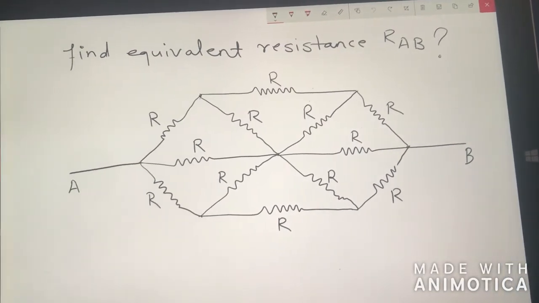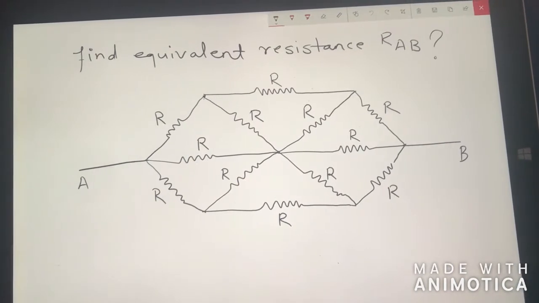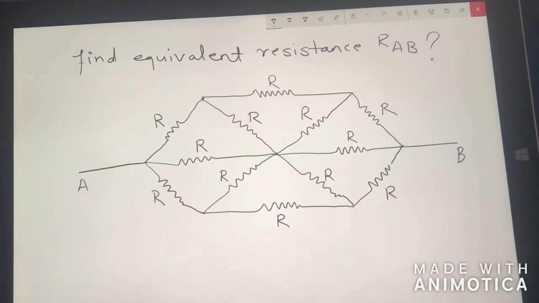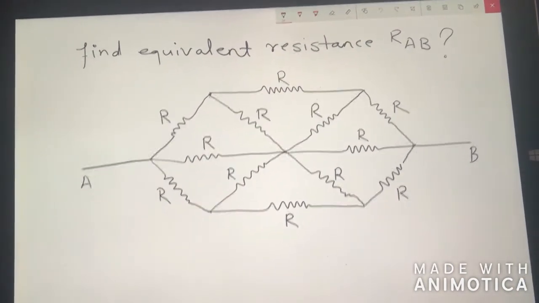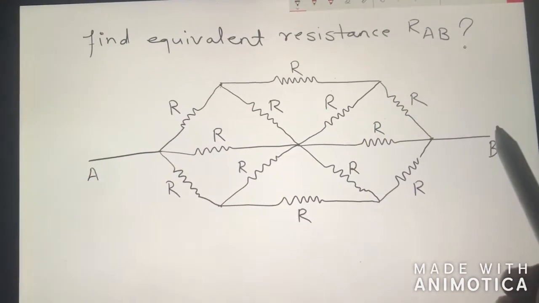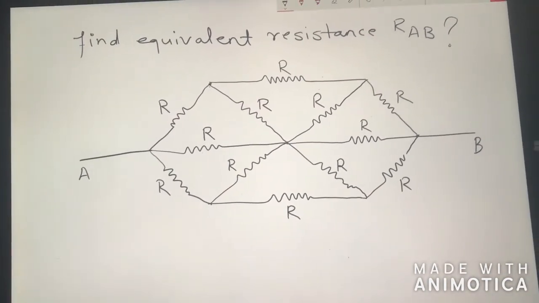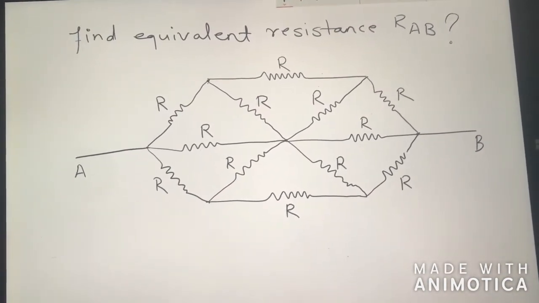Hello friends, today I am going to show you how to solve such types of complex circuit. Here's the question. Find the equivalent resistance between the point A and the point B. For such a complex circuit, we are going to use the symmetric method.